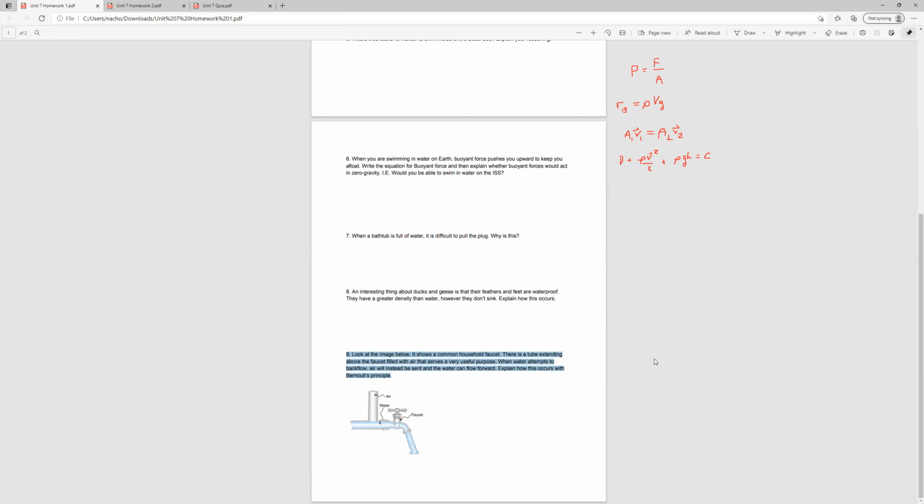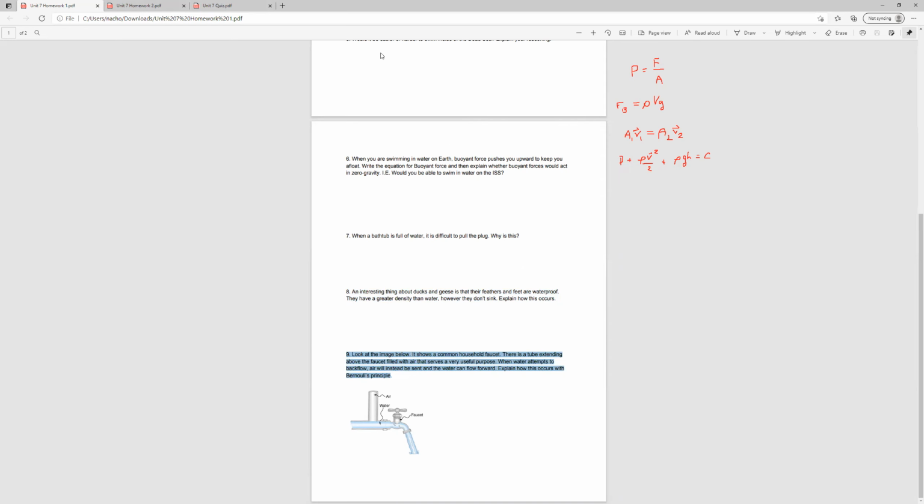Okay, now look at the image below. It shows a common household faucet. There is a tube extending above the faucet filled with air that serves a very useful purpose. When water attempts to backflow, the air will be sent and the water can flow forward. All right, explain how this occurs with Bernoulli's principle.